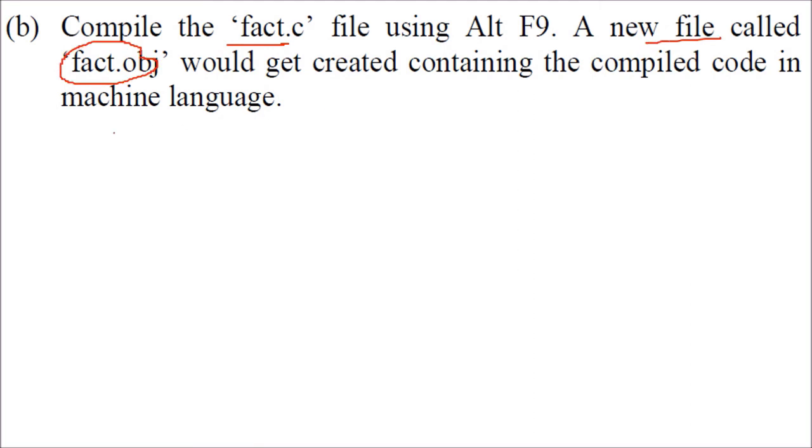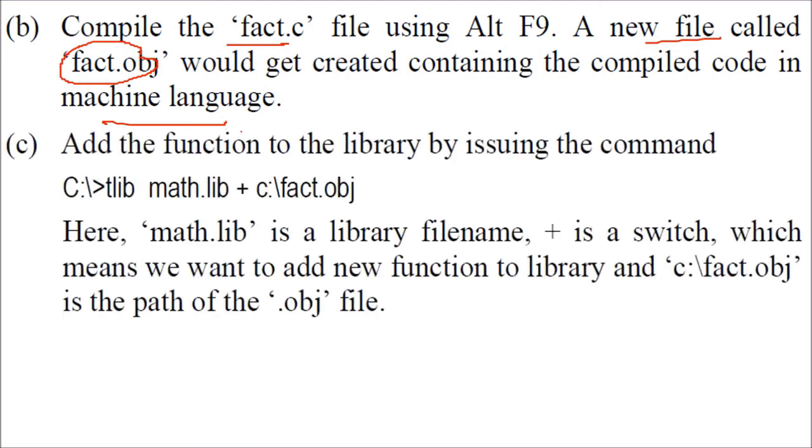This is actually the compiled code in machine language. Now how you have to add it, I am specifically talking about one compiler, so it can be different for others. You have to add the function to the library by issuing a command, because we already have tlib.exe. So you want to add the factorial into math.lib, the library behind math.h which you call. So math.lib is the one you want to add to.